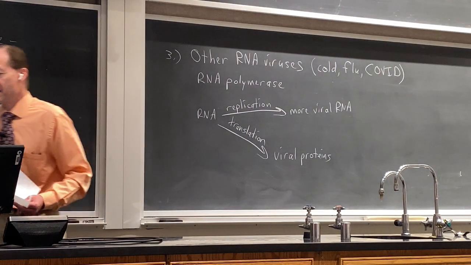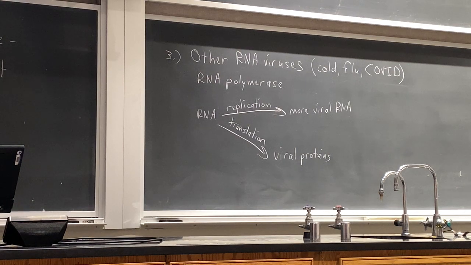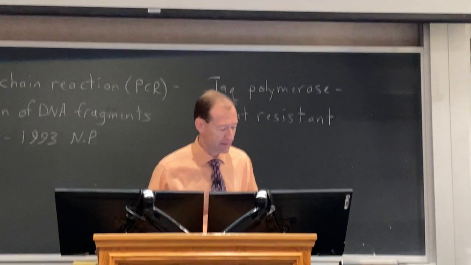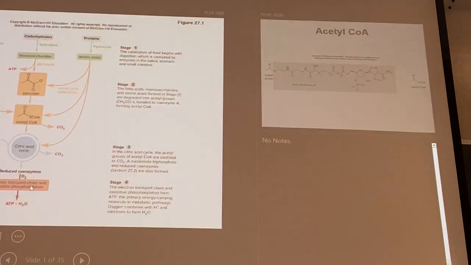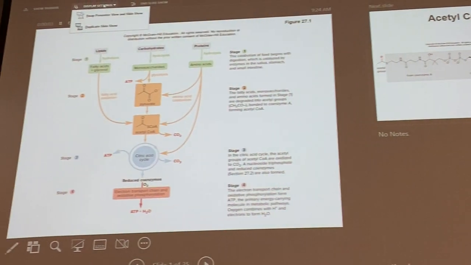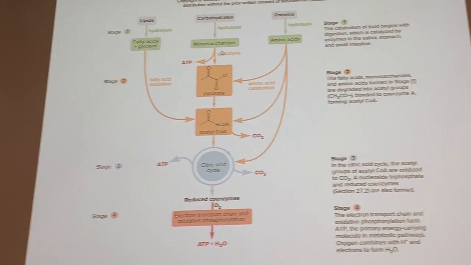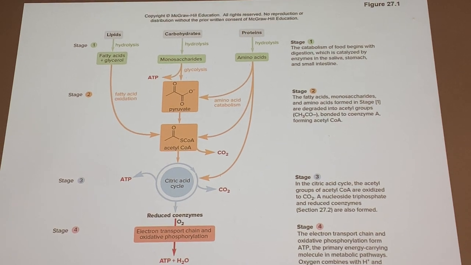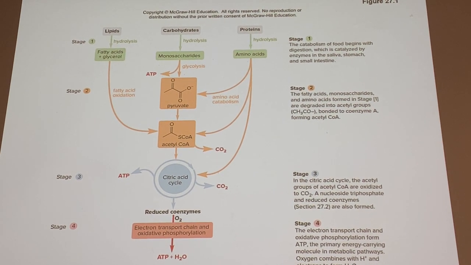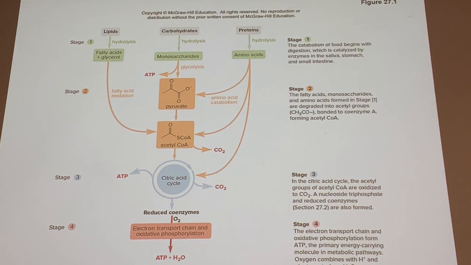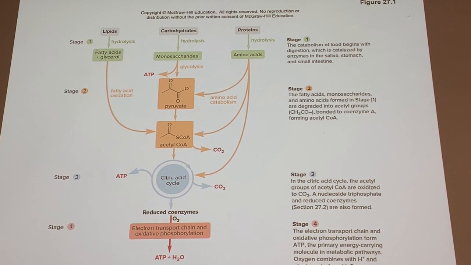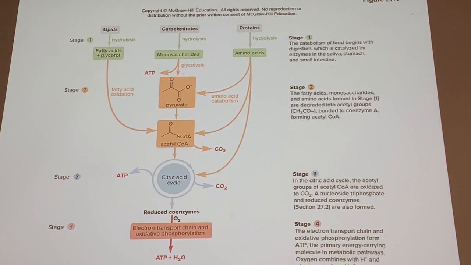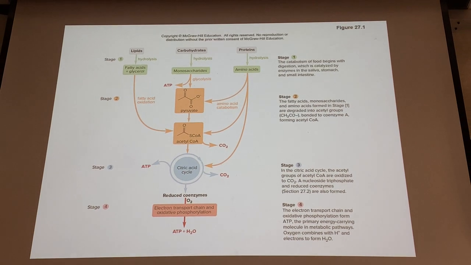All right, so now we're going to go on to our next chapter, chapter 27. And chapter 27 is entitled Metabolism. And so in this chapter, first we're going to learn what metabolism is, and then we're going to talk about some specific metabolic pathways. So metabolism is a very broad term. Metabolism refers to the sum of all chemical reactions in an organism.